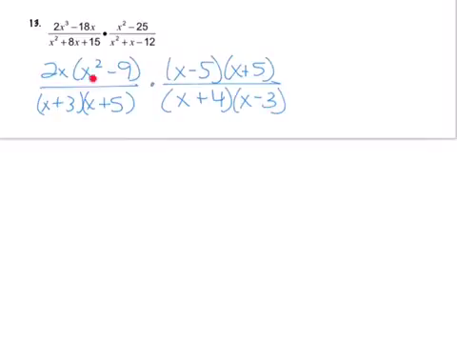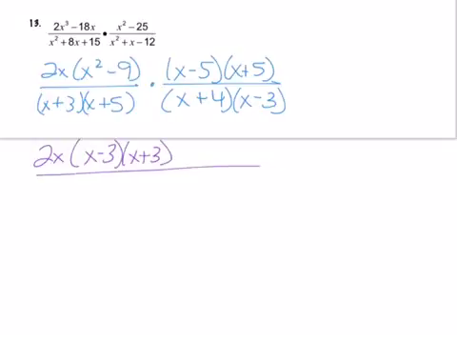Before I forget though, this one can be factored one more time. So I have to go through and rewrite it: 2x times x minus 3 and x plus 3. It's a difference of two squares. But since it's multiplication, I'm just going to write it over one line, so x minus 5 and x plus 5, because we don't need a common denominator. Remember, when we multiply fractions, we just multiply straight across. So I can combine them.